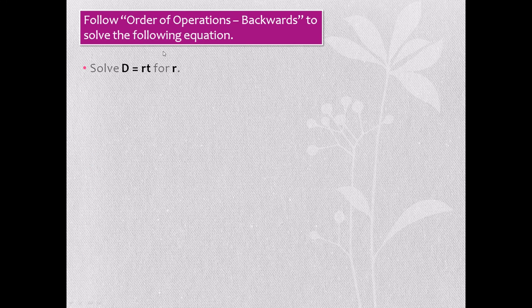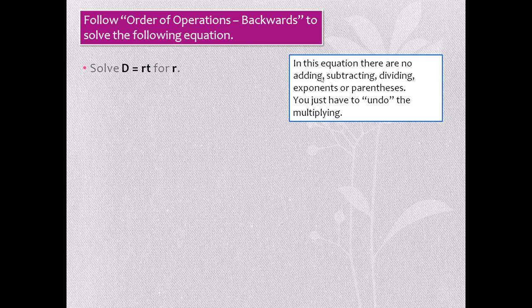Let's start with a basic one. Distance equals rate times time. Now, we're going to do order of operations backwards to solve it. Order of operations backwards says we're going to start with adding and subtracting, go to multiplying and dividing, any parentheses, any exponent. In this equation, there's no adding, there's no subtracting. I don't see any dividing, exponents, or parentheses. So basically I just have to undo multiplying because it's really D equals R times T. When a letter is next to another letter, it means to multiply.